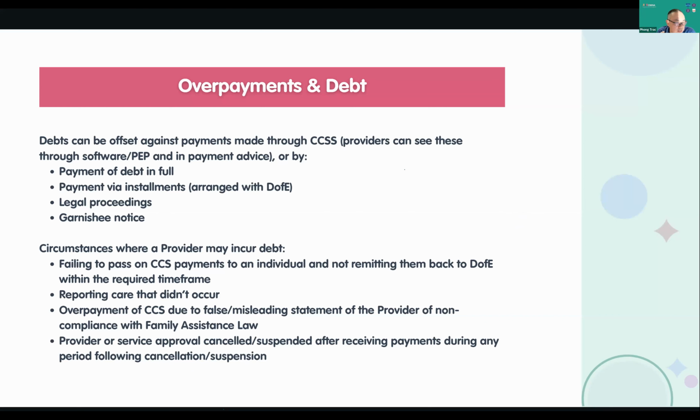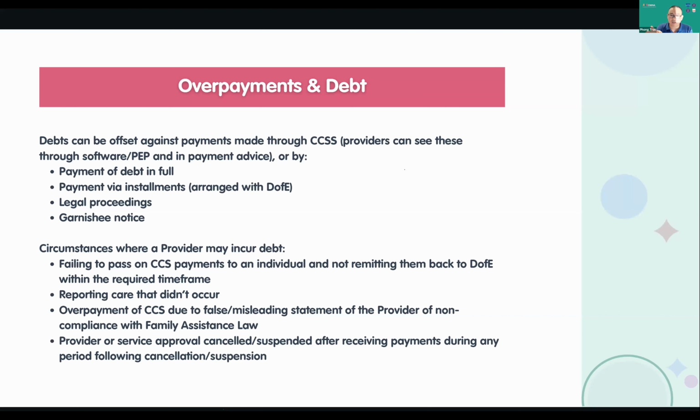Now, in terms of the circumstances where a provider may incur debt, these are the four various reasons. A provider fails to pass on CCS payments to the individual and does not remit them back to the Department of Education within the required time frame. It's really strange to me that this would occur. You submit a session for a child, CCS comes back, and you do then have to bill for your gap fee. That one's strange to me, but it can occur when you receive CCS.